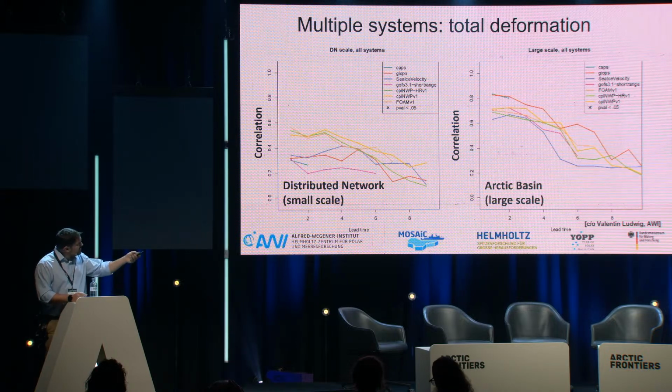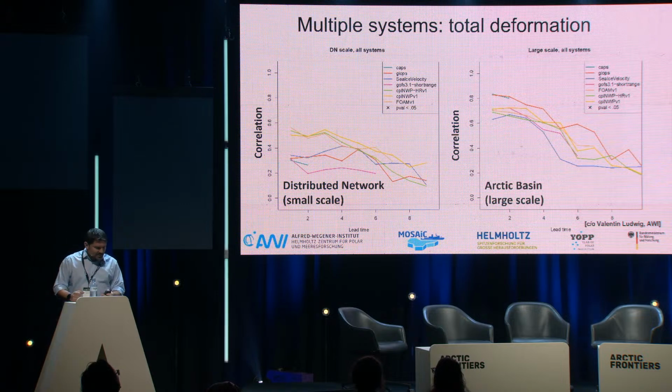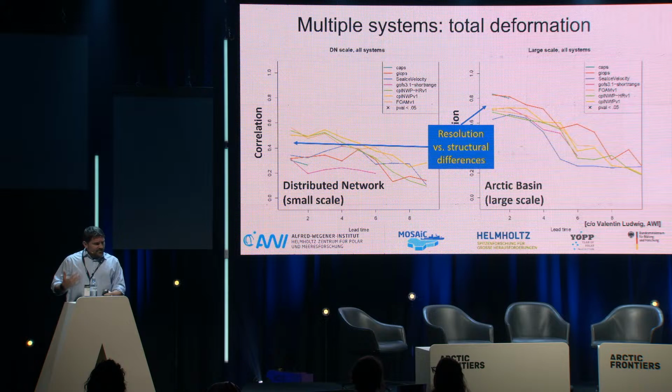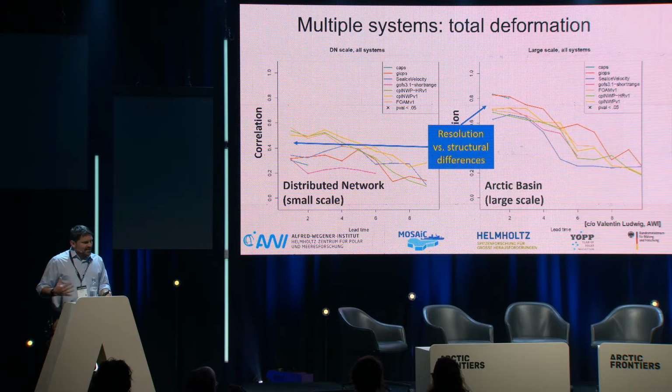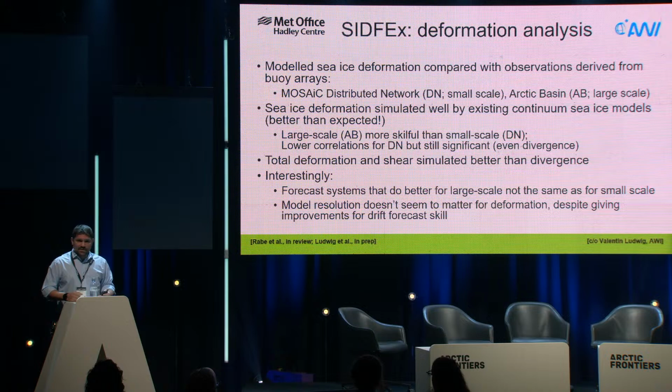And when we move over to the large scale, you can see a similar but reverse situation where these two Canadian models are doing better, but they're almost identical to each other. And likewise, our models are a bit lower. So there are some interesting differences in the resolution versus the structural differences here. It looks like the way that the forecast systems are created is perhaps more important in this case than the resolution. This is some ongoing work that Valentin will be publishing this year, hopefully.